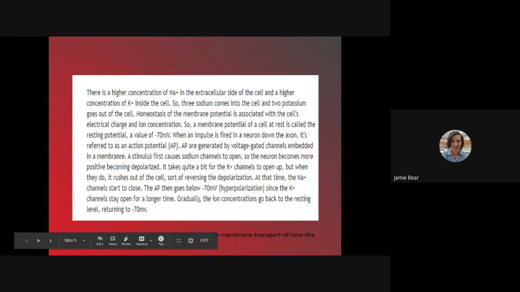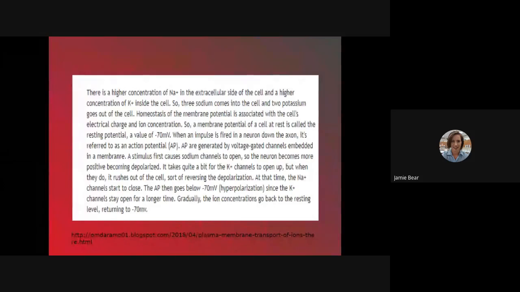A membrane potential of a cell at rest is called the resting membrane potential. For some cells it's negative 70, and as I said, for the cardiac cells it's negative 90. When an impulse is fired in a neuron down the axon, it's referred to as an action potential. Action potentials are generated by voltage-gated channels embedded in a membrane. A stimulus first causes sodium channels to open, so the neuron becomes more positive, becoming depolarized. That's where it would go from, say, -90 to -60.